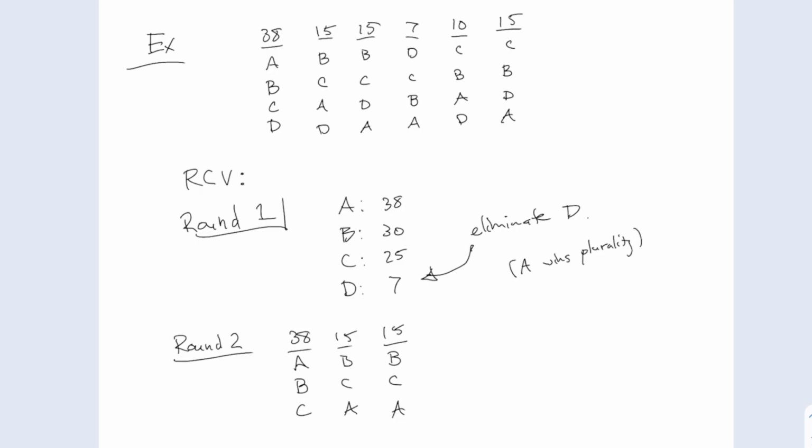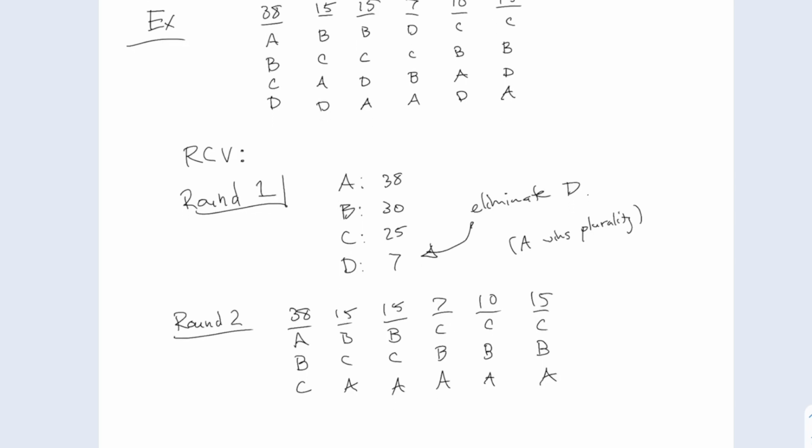Great. This column, 7 people said D, C, B, A. The D is out. C, B, A is the ranking from that column. You just eliminate the D and shuffle everybody else around accordingly. The next column, 10, said C, B, A, D. So now it's just C, B, A. And the last column, 15, will now be C, B, A. All right? So D has been eliminated. Any question about how we did that?